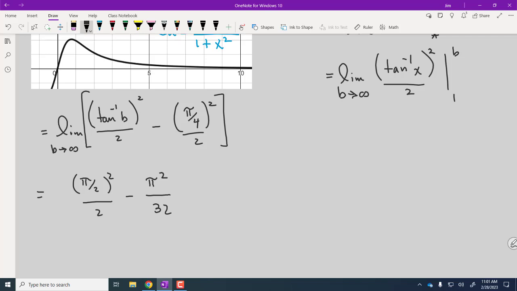So we'll have pi squared divided by, that's a 4. 4 in the denominator makes an 8. Multiply this one by 4 over 4. So we'll have 3 pi squared over 32.